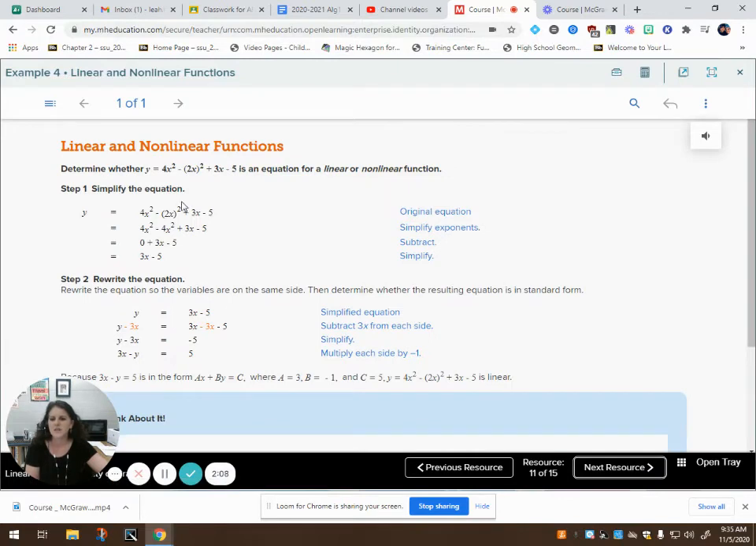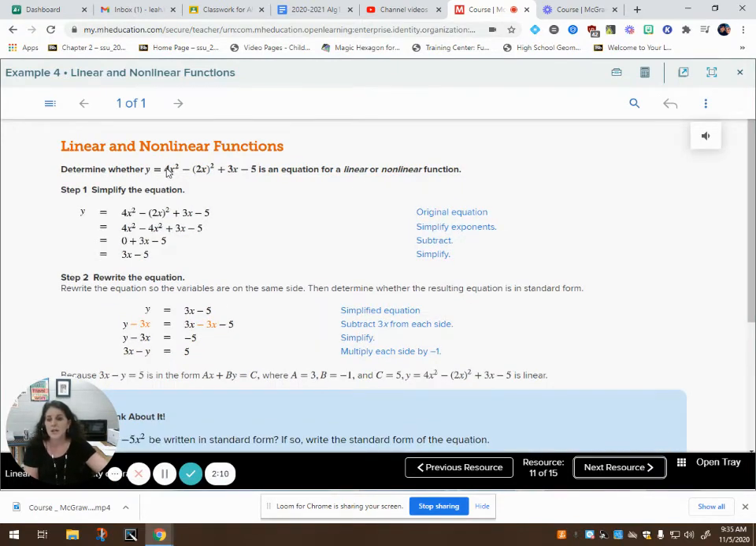So, linear and nonlinear functions. This, I know right off the bat, is nonlinear. It appears so anyway. I'm looking at it like nonlinear because this has an x squared. But then when I go to this next term, let's look at what happens. If I square this 2x, 2x squared becomes 4x squared. So now I have 4x squared, take away 4x squared. Well, that's gone. So then I'm just left with this 3x minus 5, which is in fact a linear function.